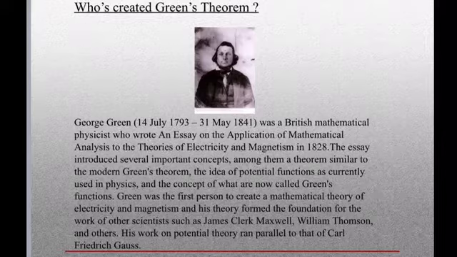Green was the first person to create a mathematical theory of electricity and magnetism, and his theory formed the foundation for the work of other scientists such as James Clerk Maxwell, William Thomson, and others. His works on potential theory ran parallel to that of Carl Friedrich Gauss.